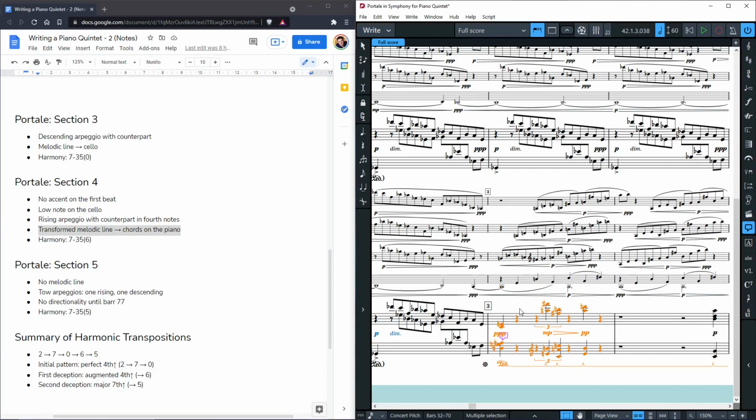The set is now transposed from note 0 to note 6, F sharp. In other words, raised by an augmented fourth. Let's listen.